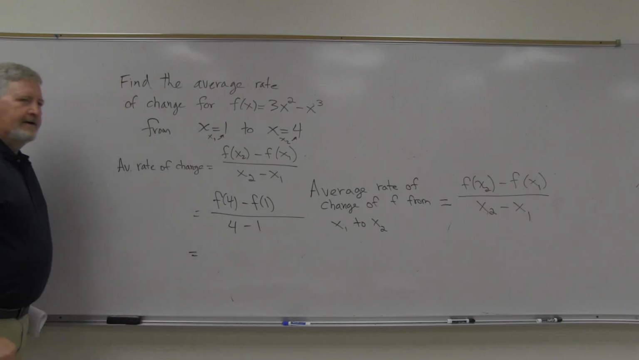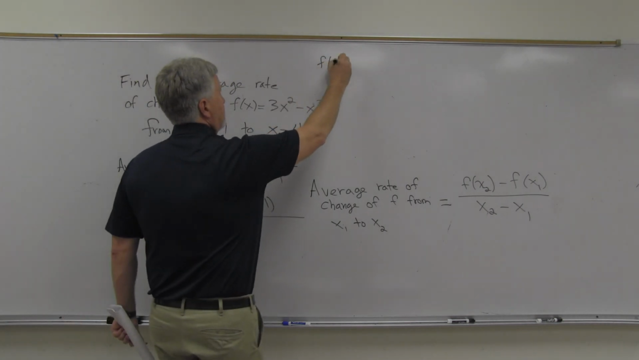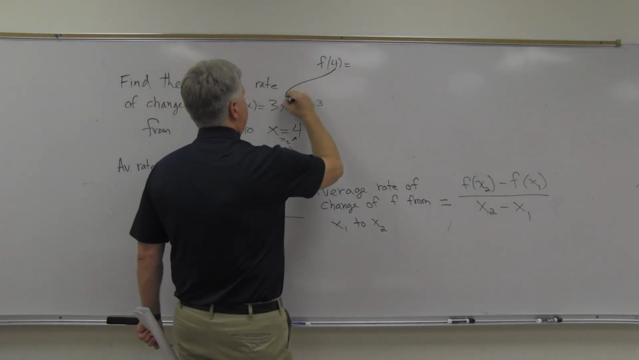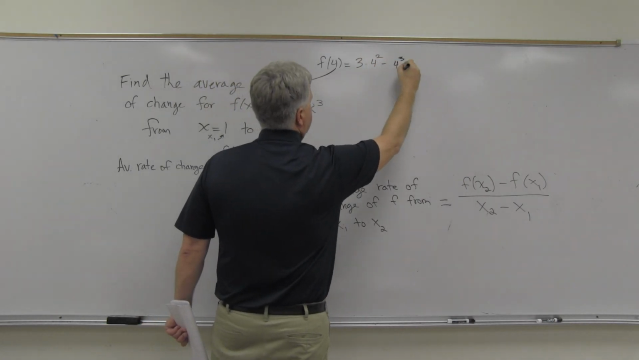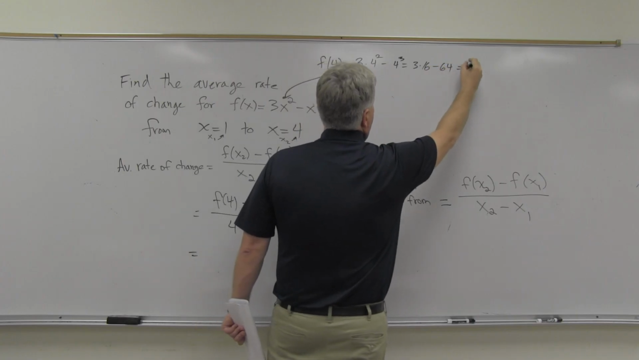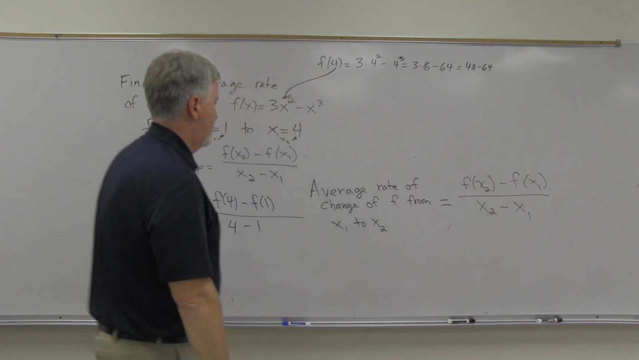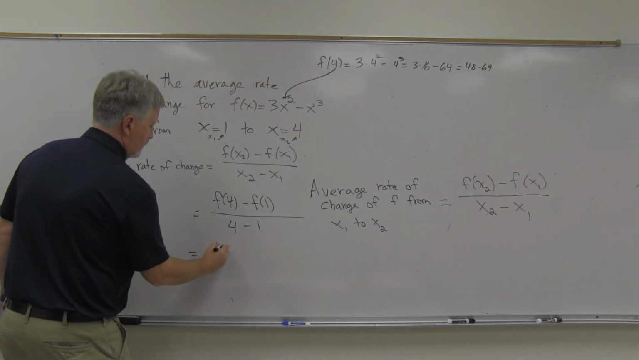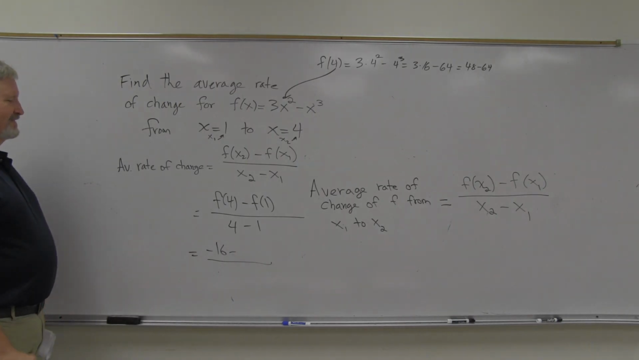Okay, anyway. All right, so what is f of 4? We'll do it over here. F of 4, we're just going to plug in 4, so you get 3 times 4 squared minus 4 cubed. That's 3 times 16 minus 64. 48 minus 64, negative 16. Is that right? That's the hardest one. Did I do that right? Negative 16?